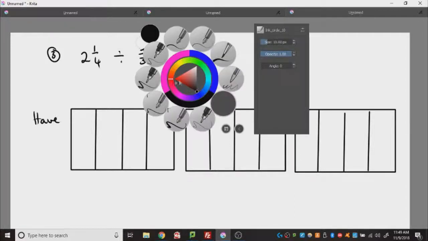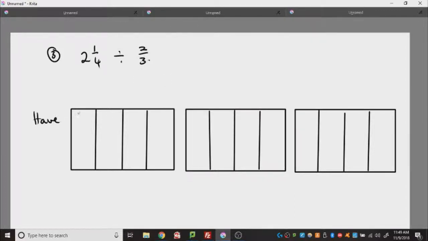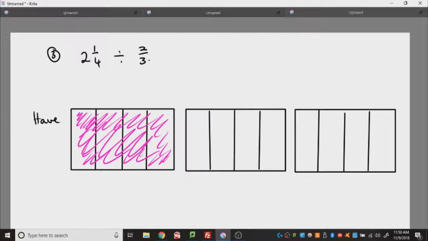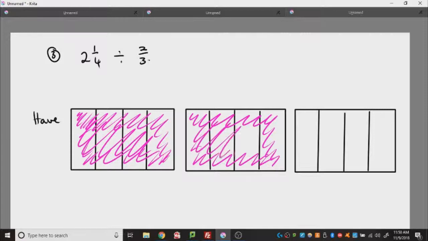I color in what I have. This is my amount that I'm writing. You can add to it, you can take away from it, as long as it still makes sense to the general reader. 2 whole loaves and 1/4 of a loaf.